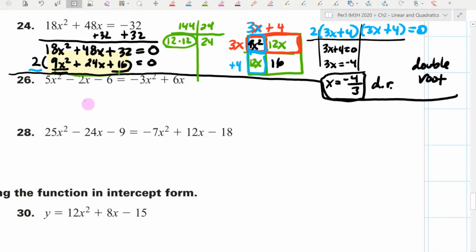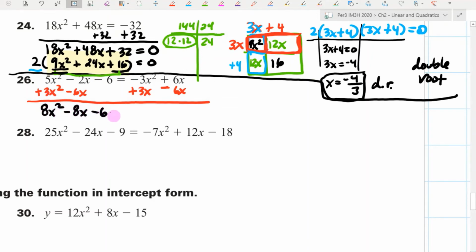For the next one, we need to set this equal to 0 first. You want your x squared to be positive. So I'm going to add 3x squared and subtract 6x. When you do that, you get 8x squared minus 8x minus 6, and these all cancel, so you get 0. You can factor out a 2. Let me move over here. 2 times 4x squared minus 4x minus 3 equals 0. We will be factoring that part.